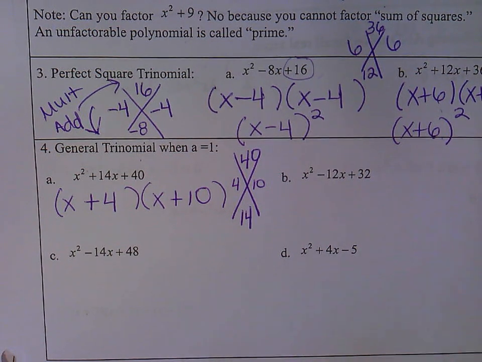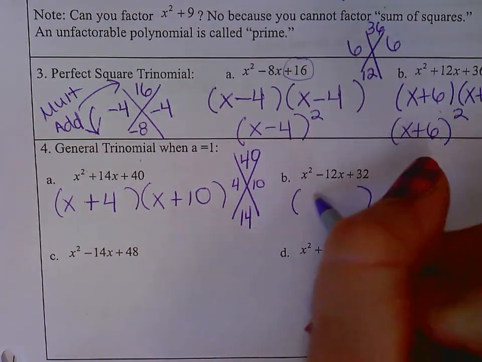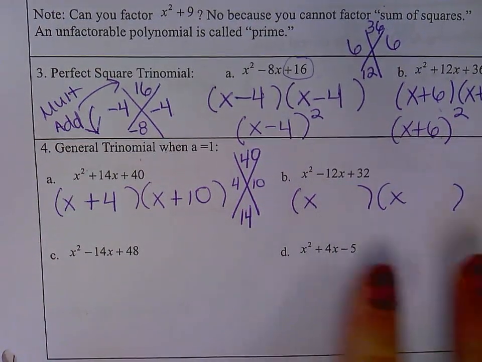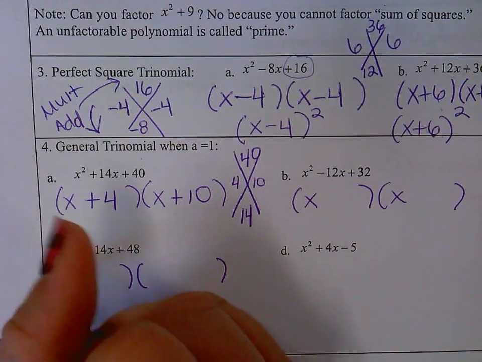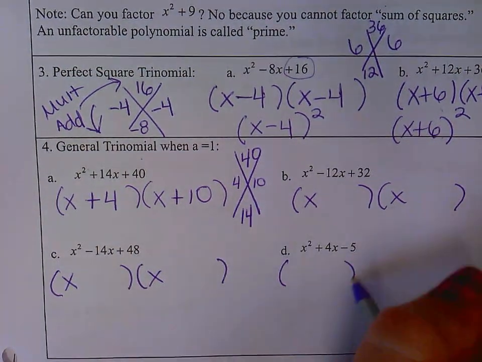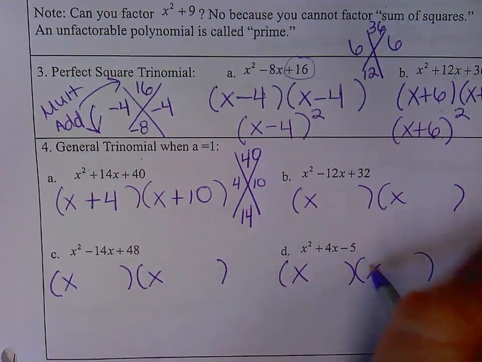On every single one of these, you can set up x, x. Then you're just looking for the last 2 terms on each of these. So you could at least get partial credit just by starting to set up the problem.